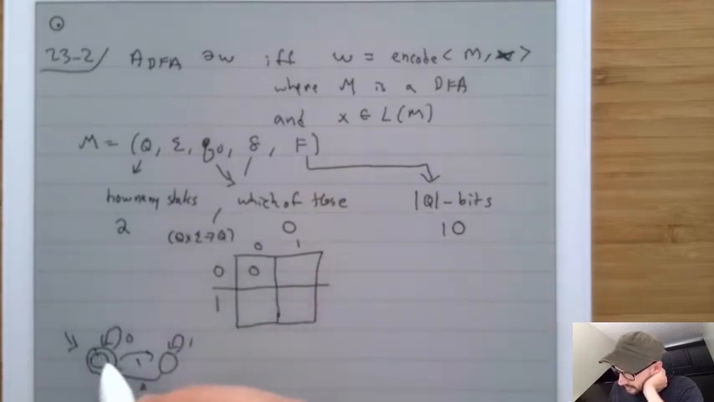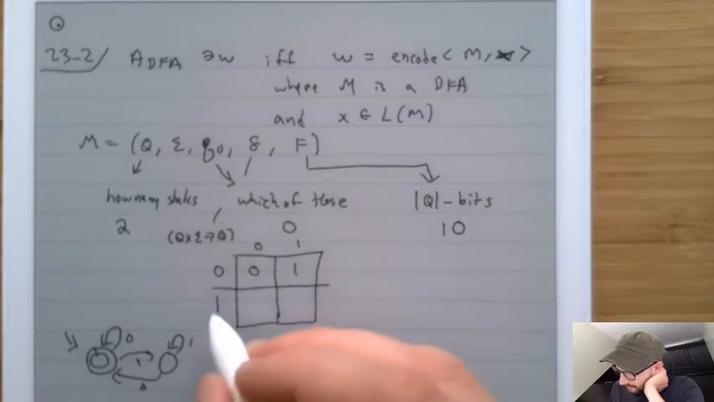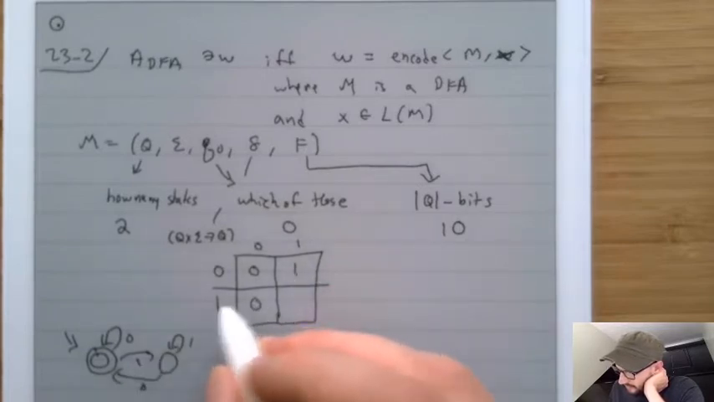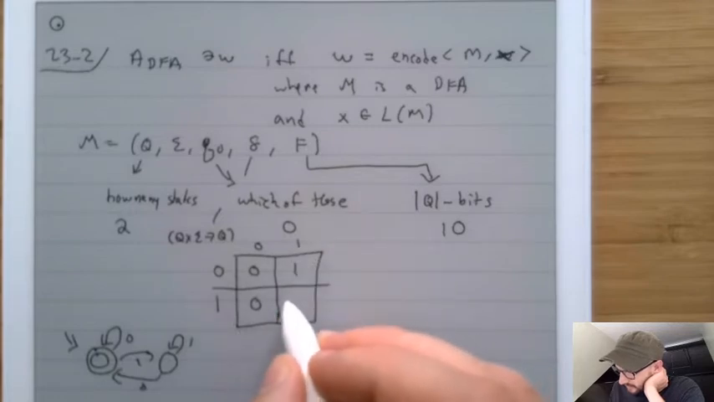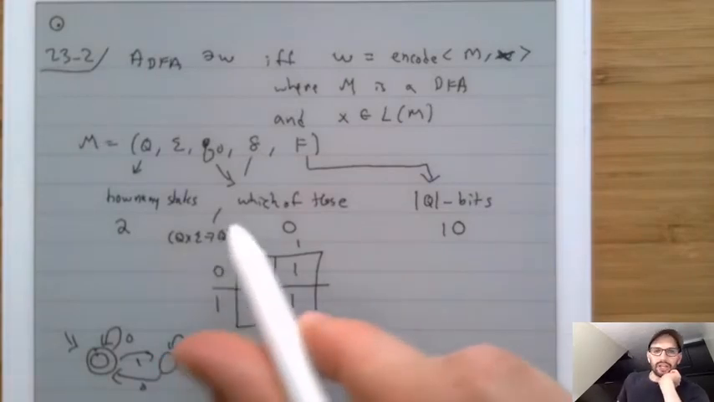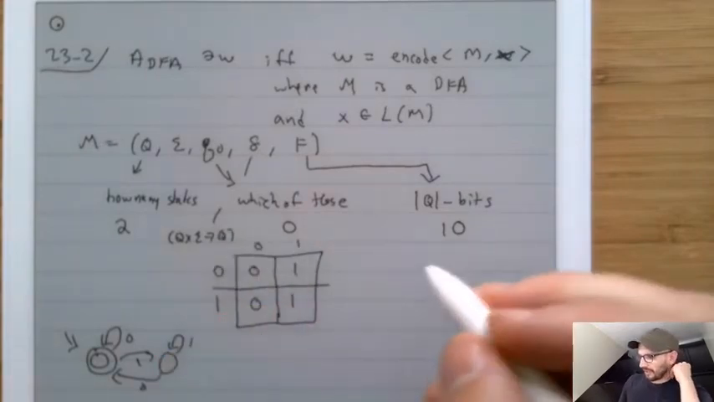If you're in 0 and you see a 1, you go to 1. If you're in 1 and you see a 0, you go to 0. And if you're in 1 and you see a 1, then you go to 1. So what we could do is encode this as a binary string like the following.